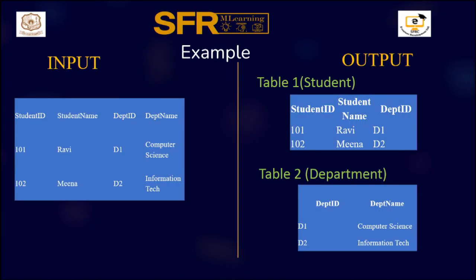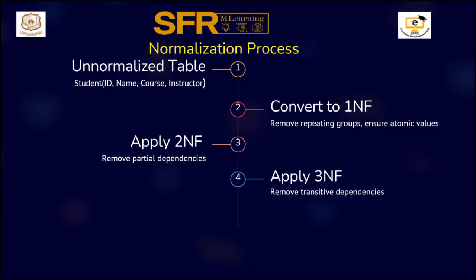This is the example. Consider a table with student ID and department ID. Student ID determines student name, and department ID determines department name. So this is the normalization process up to 3NF.